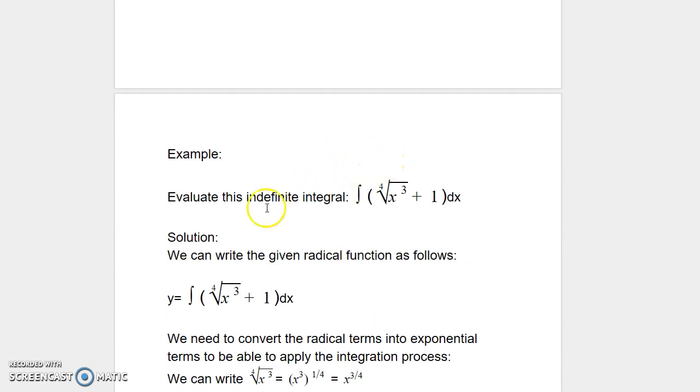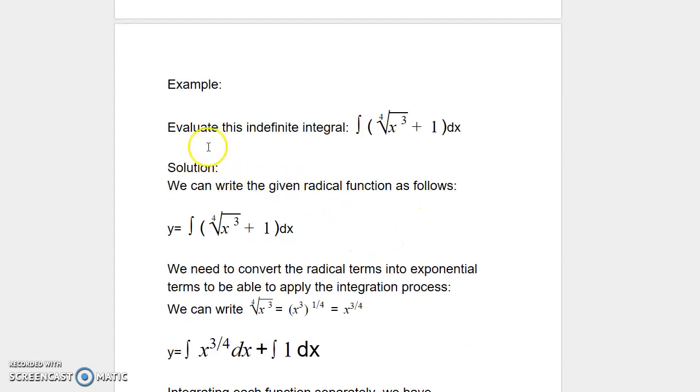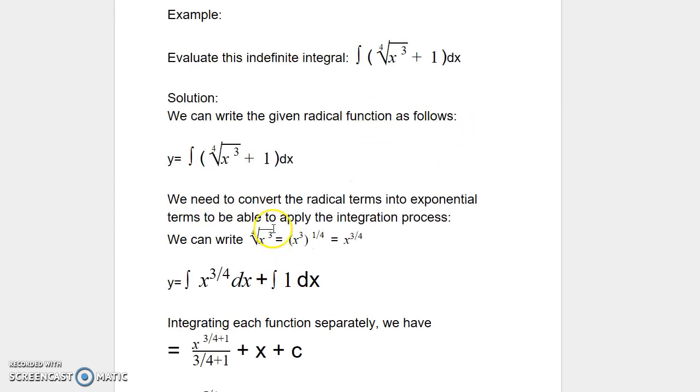We want to evaluate this example problem, which involves radical terms as well. So we want to evaluate this indefinite integral, the fourth root of x cubed plus 1, dx. We're going to first convert the radical terms to exponential terms and then apply the process of integration. So the fourth root of x cubed is the radical term, and we need to convert that into exponential terms.